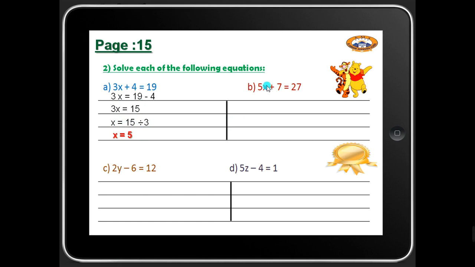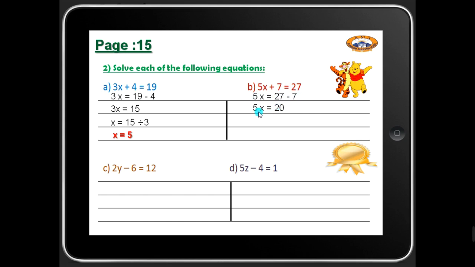Okay, another one. Here I have 5x plus 7 equals 27. Move the number which is away from x first, so I will move plus 7 to the other part. It will give me 27 minus 7. Minus 7, because we changed the plus, it became minus. 27 minus 7 gives me 20. Very good. So I will write 5x equals 20.